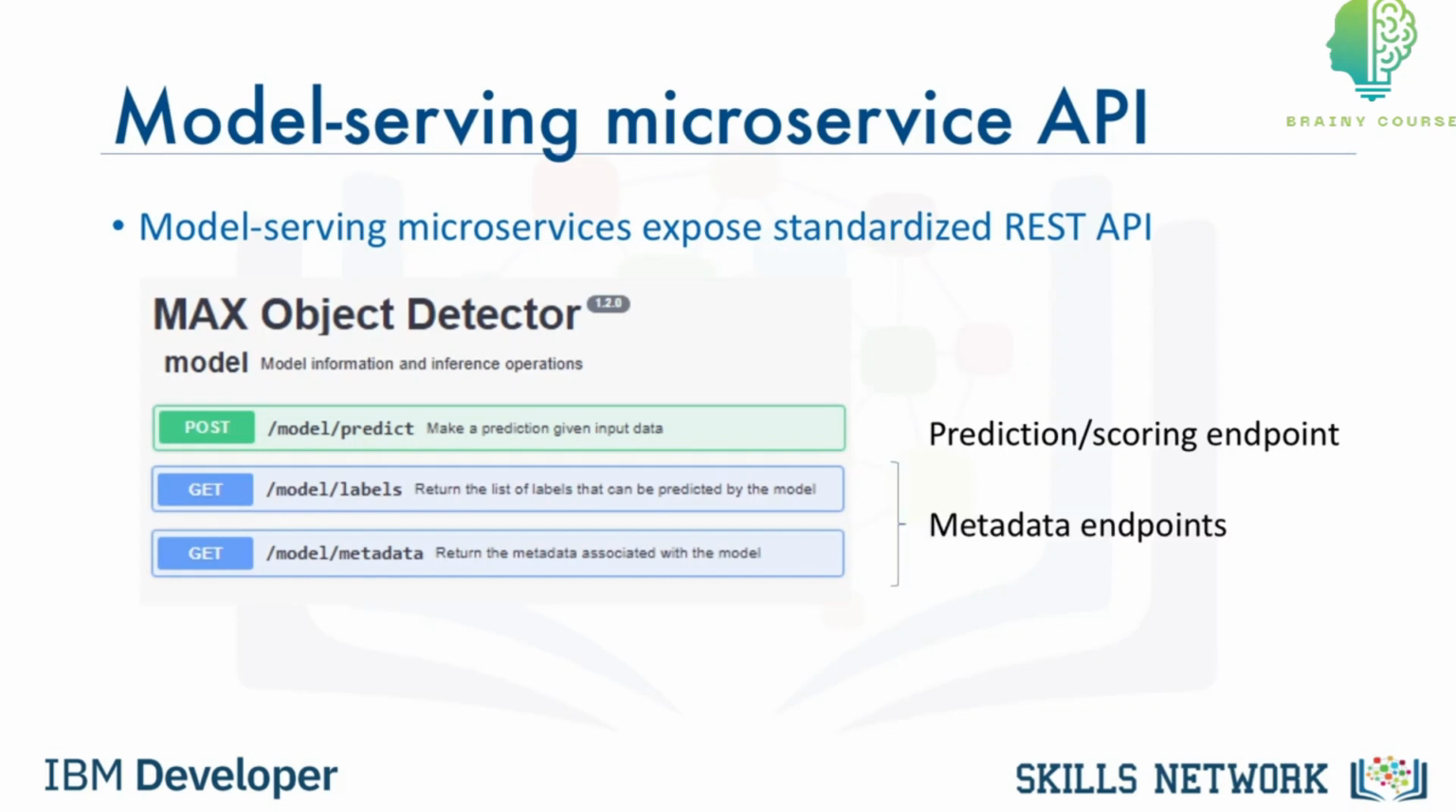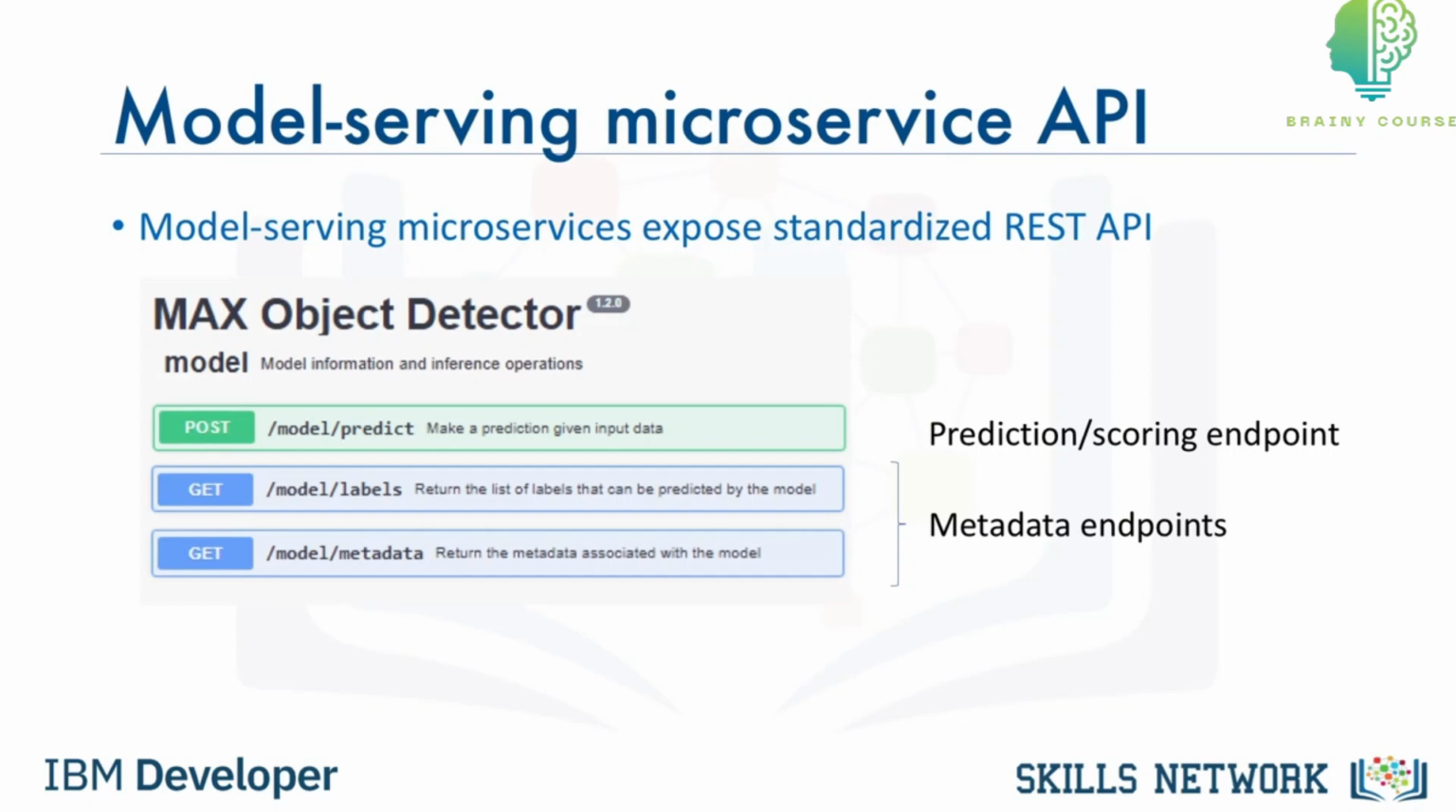This microservice exposes two metadata endpoints, /model/labels and /model/metadata. These endpoints provide information such as the objects that can be detected and the deep learning model used to derive the answer given the input.